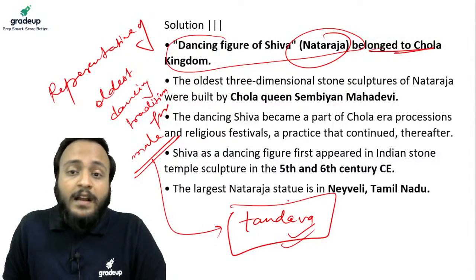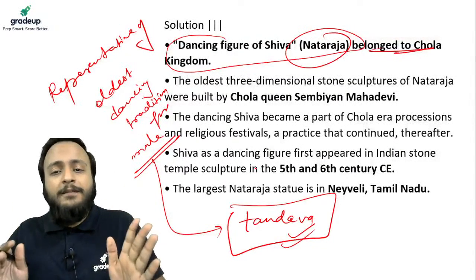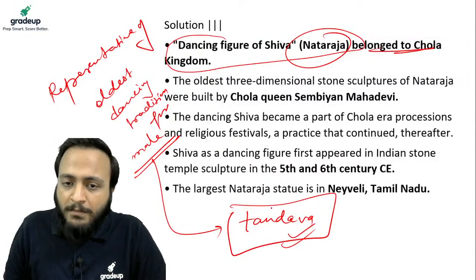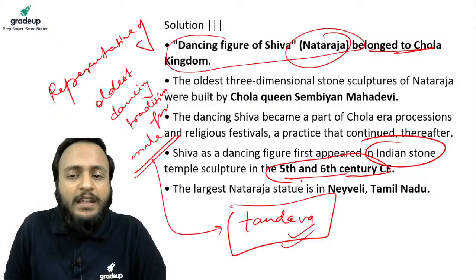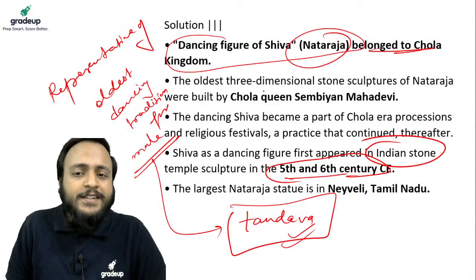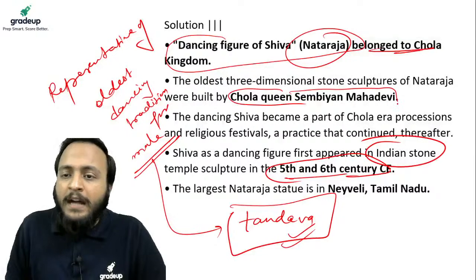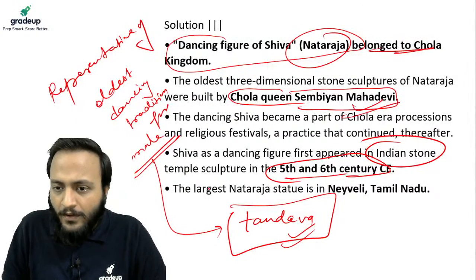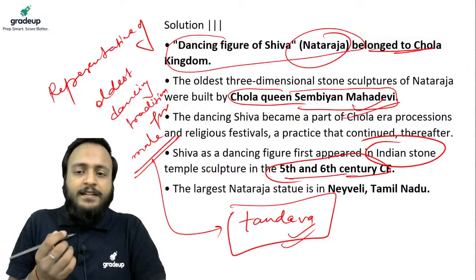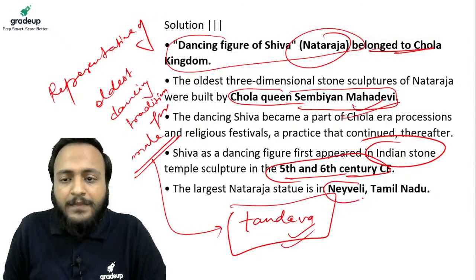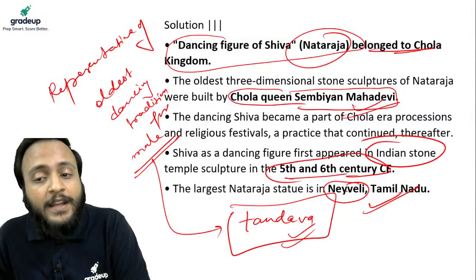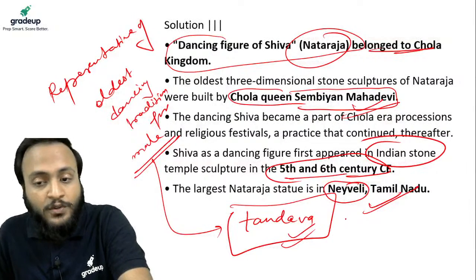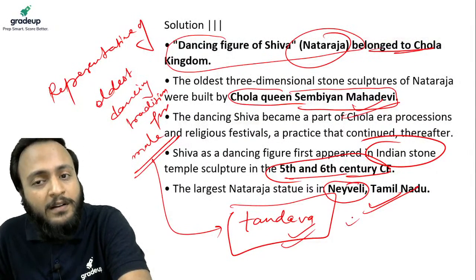However, was it the first ever? The answer is no, because this was in bronze. Before that, a similar type of figure is found in stone, belonging to the 5th, 6th century CE. Who built it? The Chola queen Sembiyan Mahadevi, or simply Mahadevi. Currently it is located in Neyveli in Tamil Nadu, and Neyveli is famous for its lignite resources, lignite mines, as well as thermal power production.